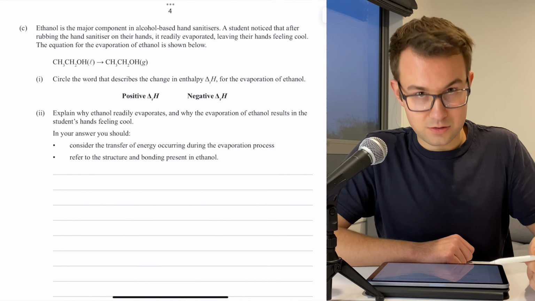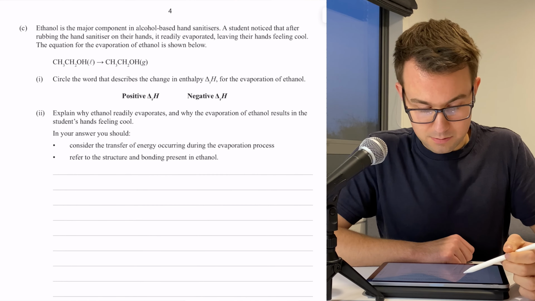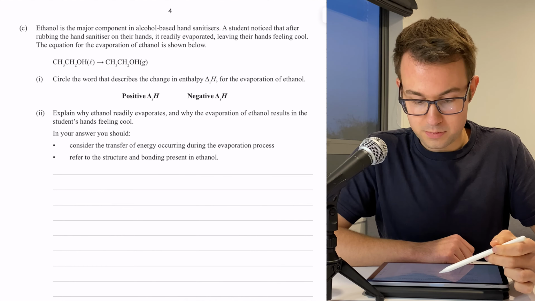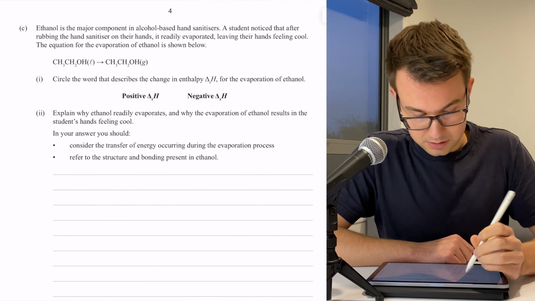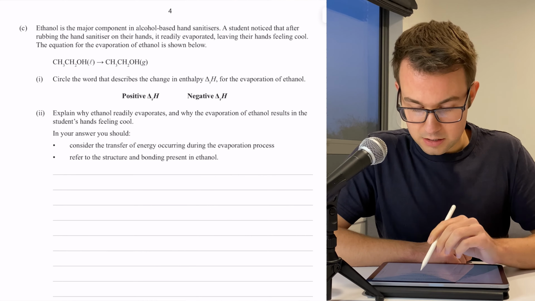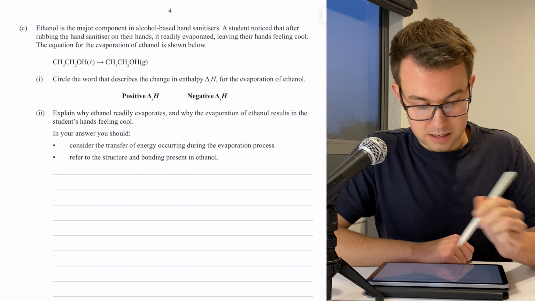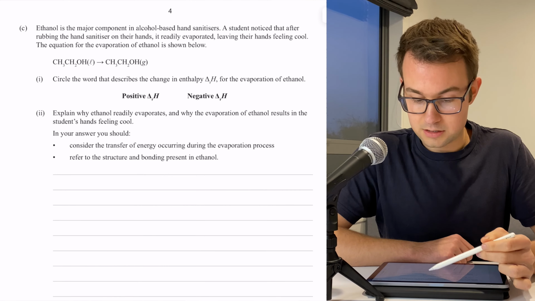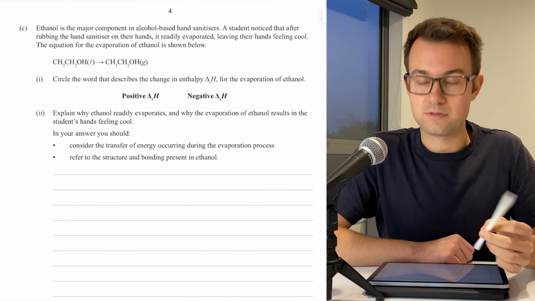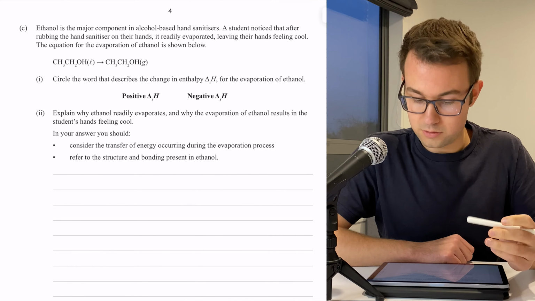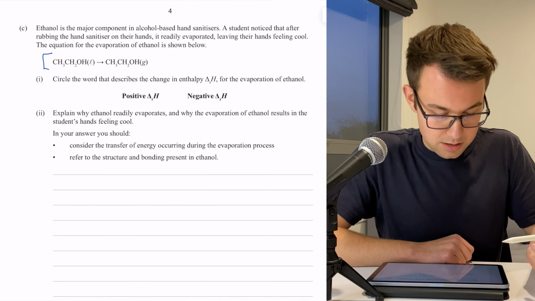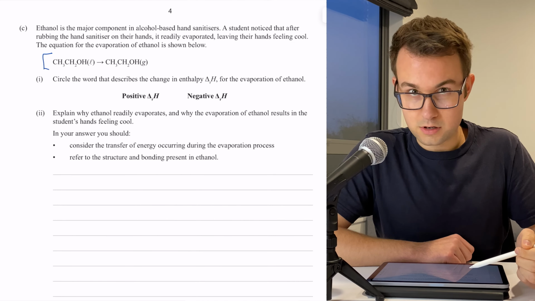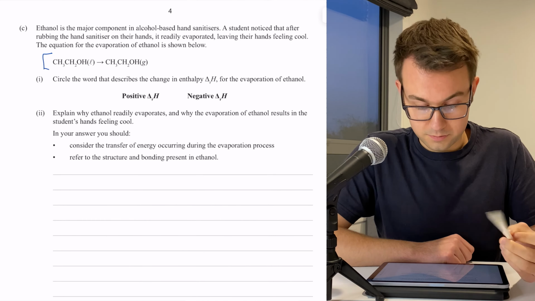Okay. So ethanol is the major component in alcohol-based hand sanitizers. Yes, because ethanol is an alcohol. Cool. A student noticed that after rubbing the hand sanitizer on their hands, it readily evaporated, leaving their hands feeling cool. The equation for the evaporation of ethanol is shown here. Awesome. What do we got? Ethanol going to ethanol. Great, but we've got a liquid going to a gas.